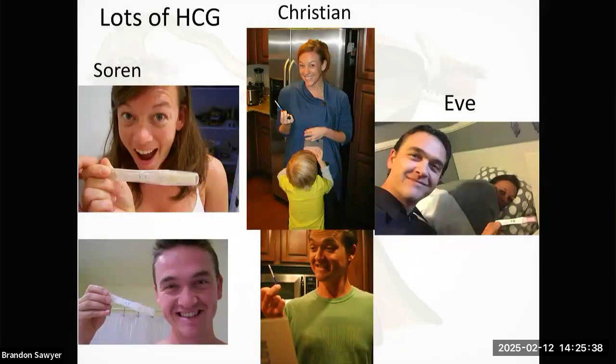This is all three of our pregnancy tests that were positive. But yeah, this was when we told Soren that Mama was pregnant. He pulled up her shirt and said, "Oh, I see the baby in there. There it is." So that was cute.